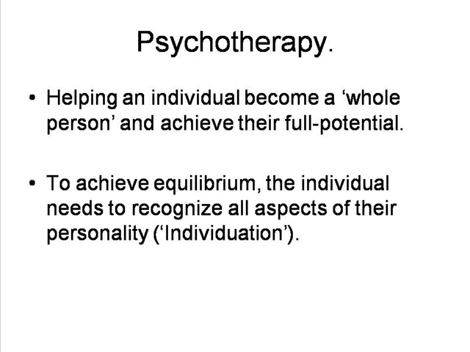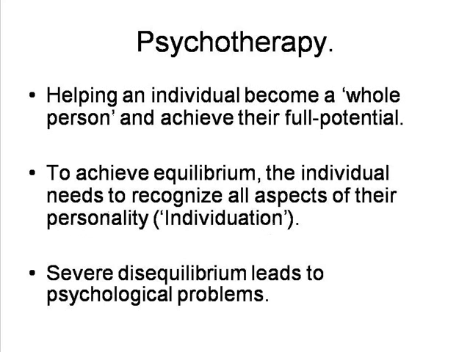For this to happen, the individual had to recognize all aspects of his or her personality through a process of self-realization, which Jung termed individuation. Severe disequilibrium between the components of the personality generated psychological problems. Therapy, therefore, had to aid the release of hidden and stifled potentialities and integrate them into the dominant parts of the individual's personality. There would always be aspects of our personality that we could not adequately determine, however, so we could never completely know ourselves.